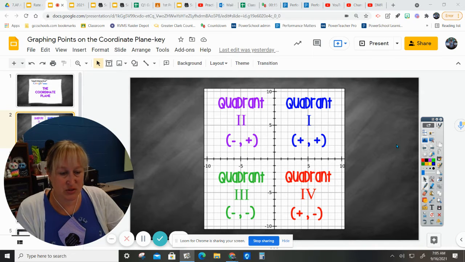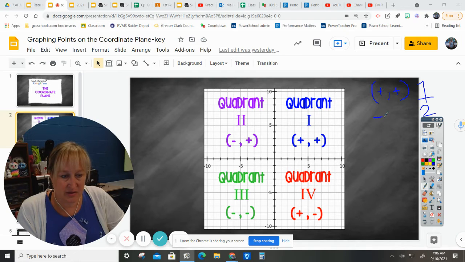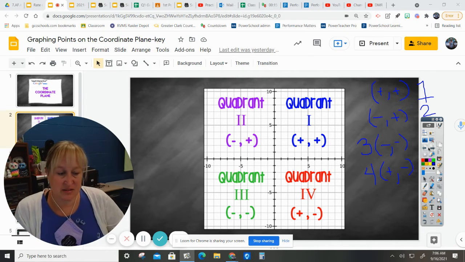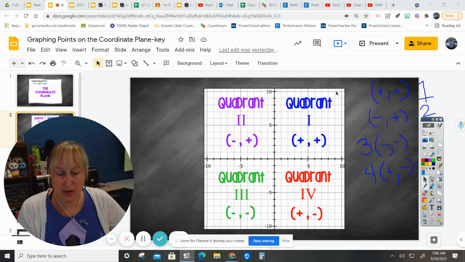What I'm going to ask you to do is to write on your desk, and or a piece of paper or whatever, I am going to write these down as well. So quadrant 1 is going to be positive and positive. Quadrant 2 is negative and then positive. Quadrant 3 is going to be negative, negative. Quadrant 4 is positive, negative. Now we're writing this down because the next slide will require you to do some sorting with that.